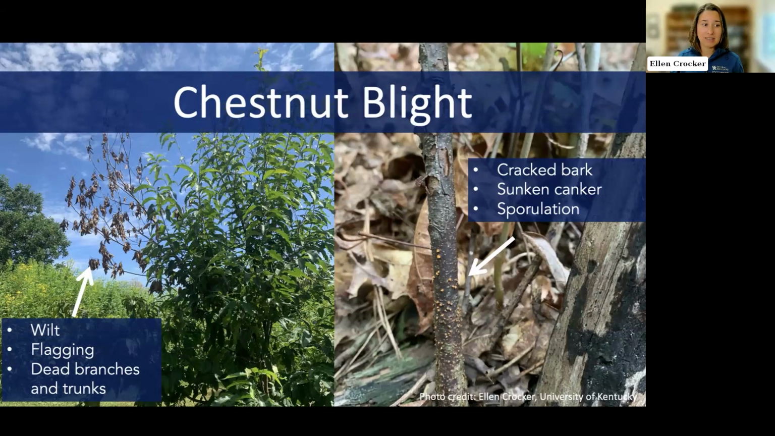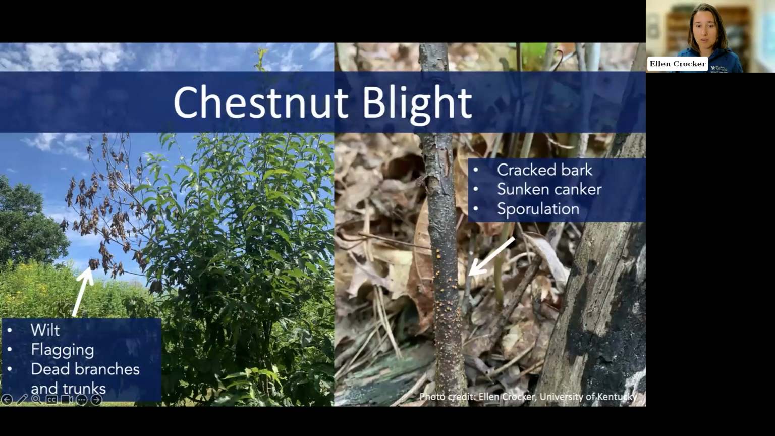And that's what we've got in these pictures. This is a shrubby chestnut right here, an American chestnut. And you can see at a distance, it's growing, but you've got some disease symptoms right here. You've got this dead branch with the leaves still held on it. It's a sign of wilt. People might call it flagging. Either way, you've got dead branches.